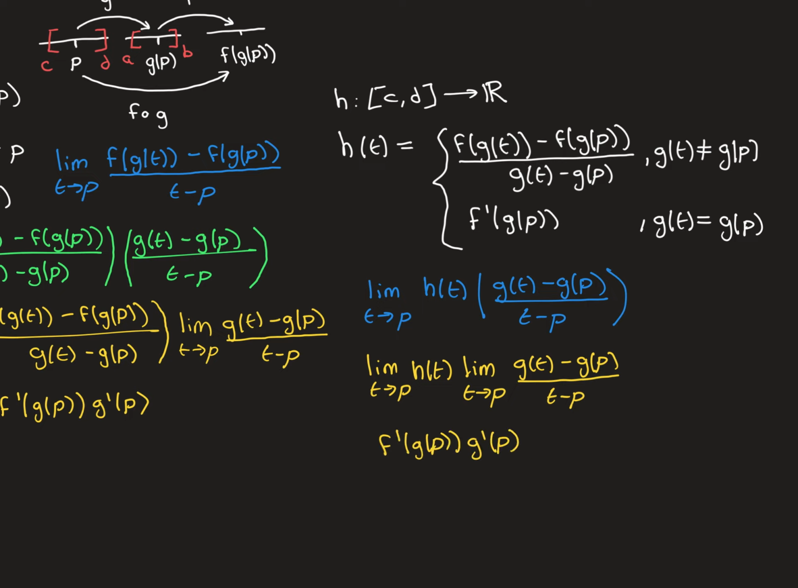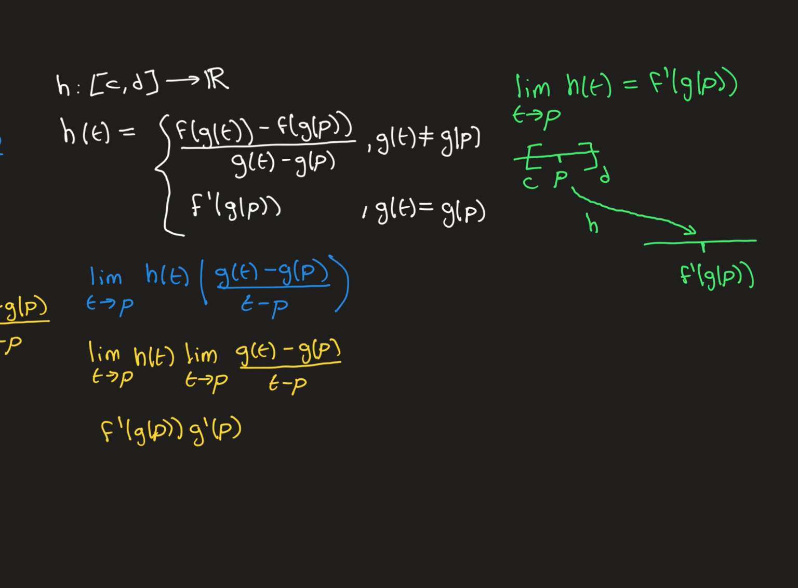So now all that remains to do is show formally that the limit as t approaches p of h of t does exist, and indeed it's going to equal this value f prime at g of p, so that overall this times this yields the chain rule, because of course this is g prime at p. So how are we going to prove that the limit as t approaches p of h of t is equal to this value f prime at g of p?